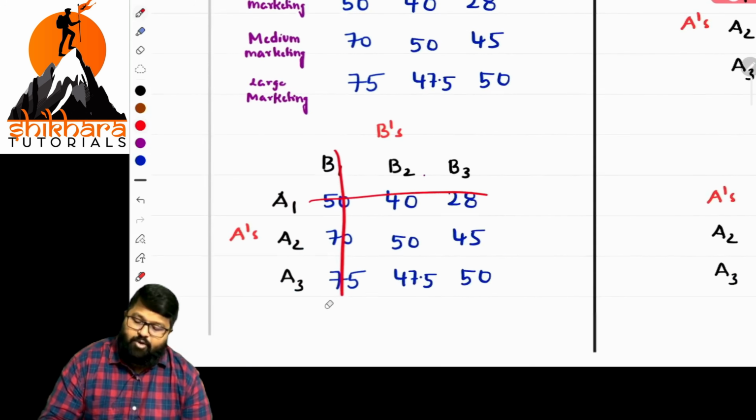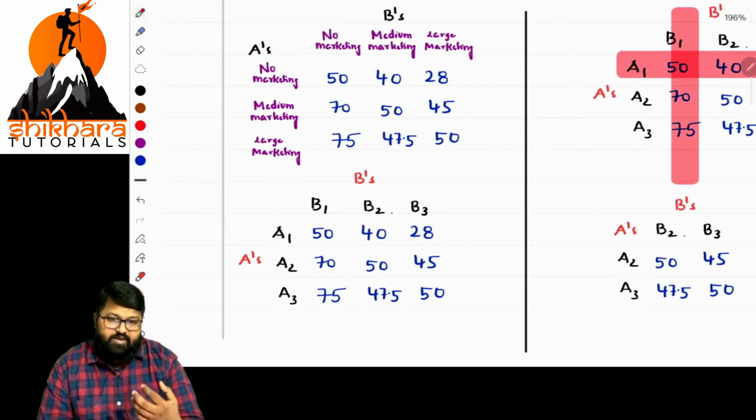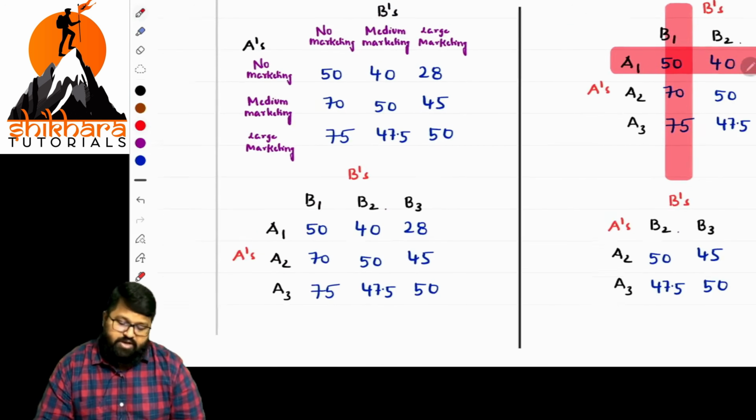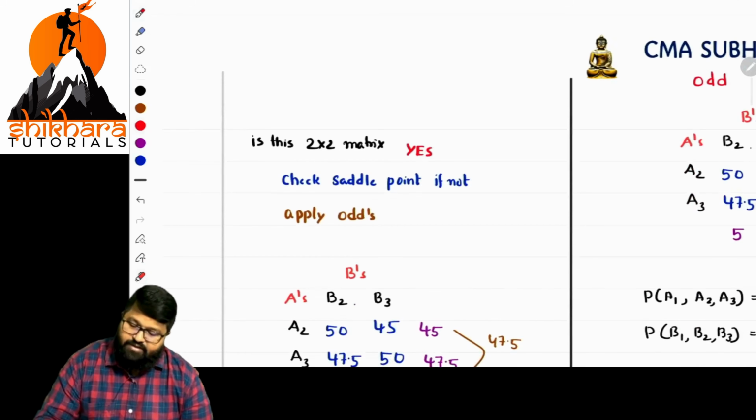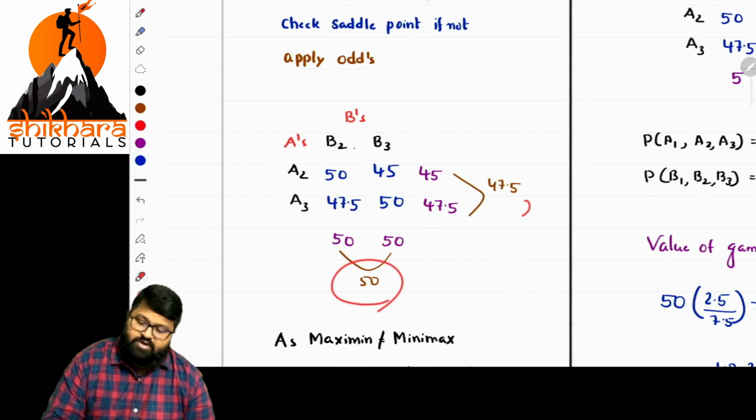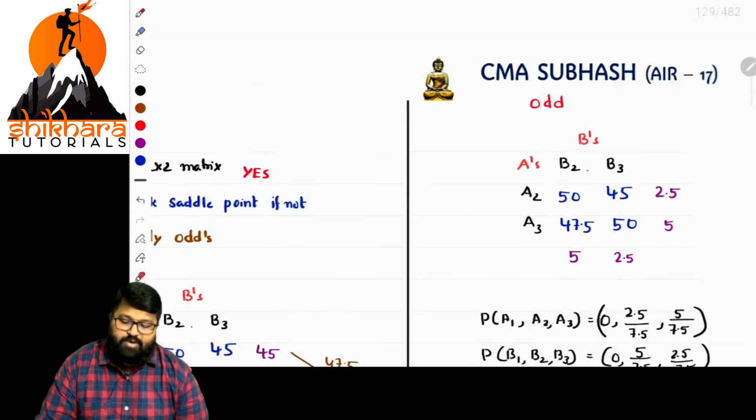Now we go to the saddle point application. The most important point is that framing is important, how you are framing. If you are framing, it's fine. Now we go to saddle point checking. So for saddle point checking, what is the basic rule? Minimax, maximin. Okay, so it is not satisfying. Then automatically apply the odds matrix.